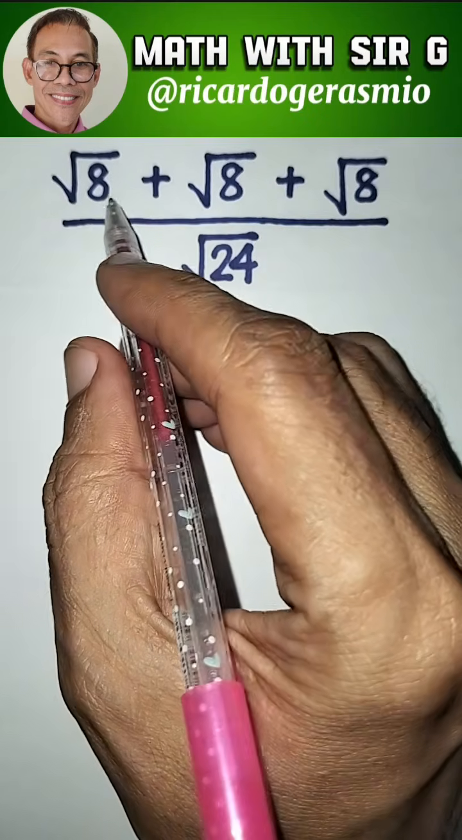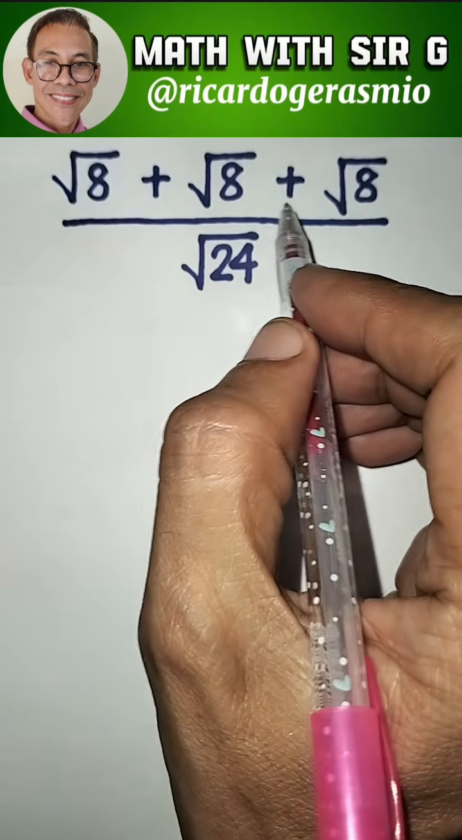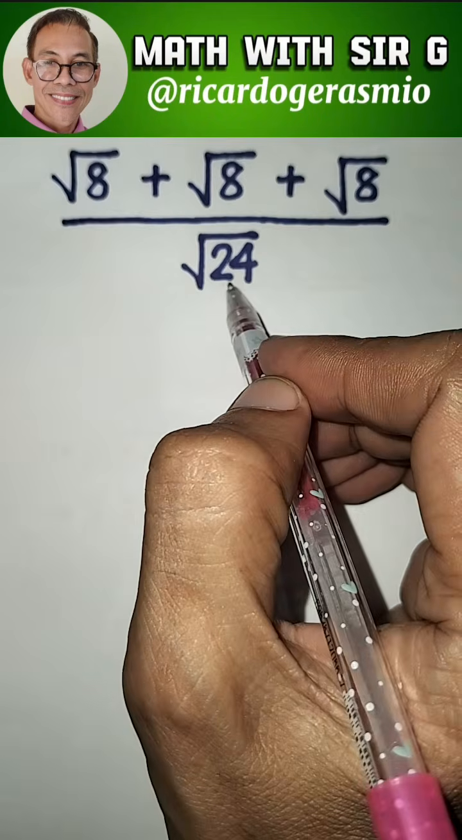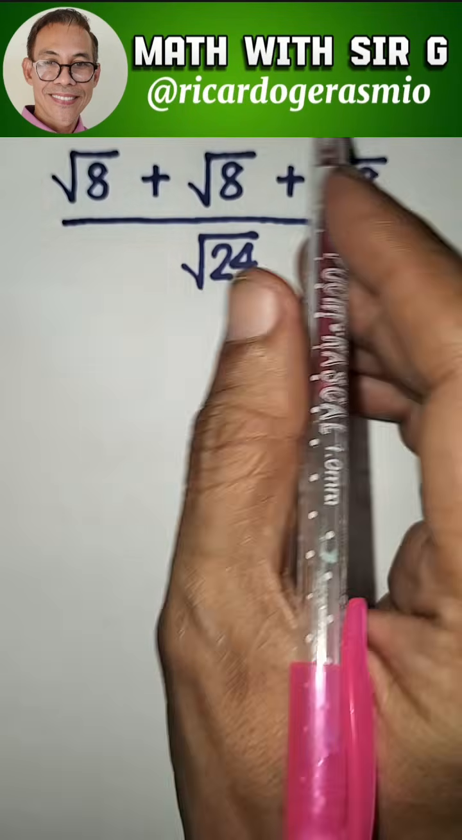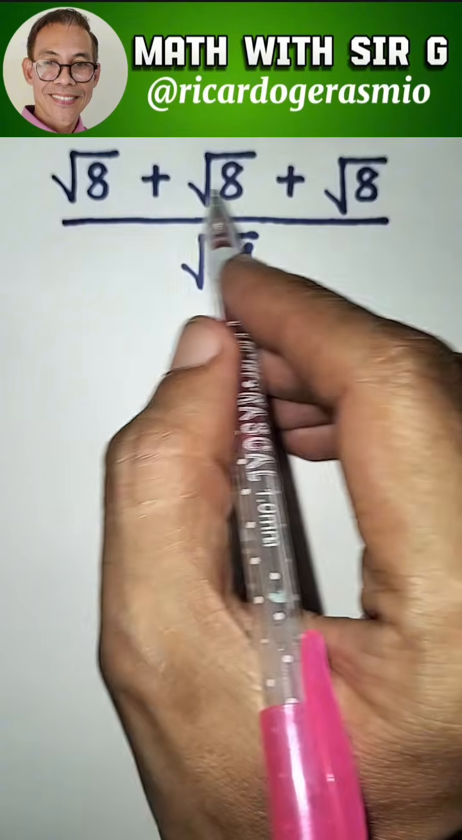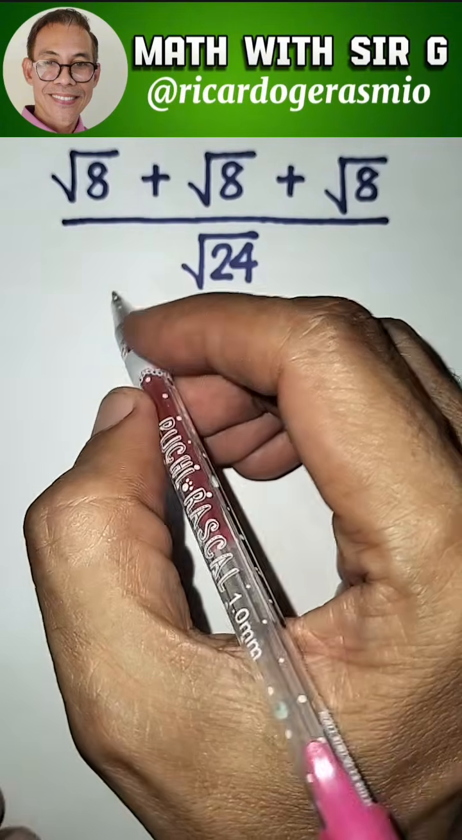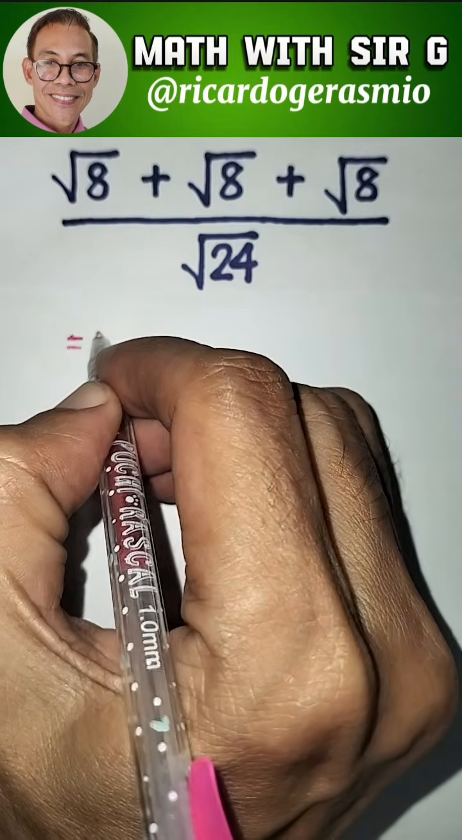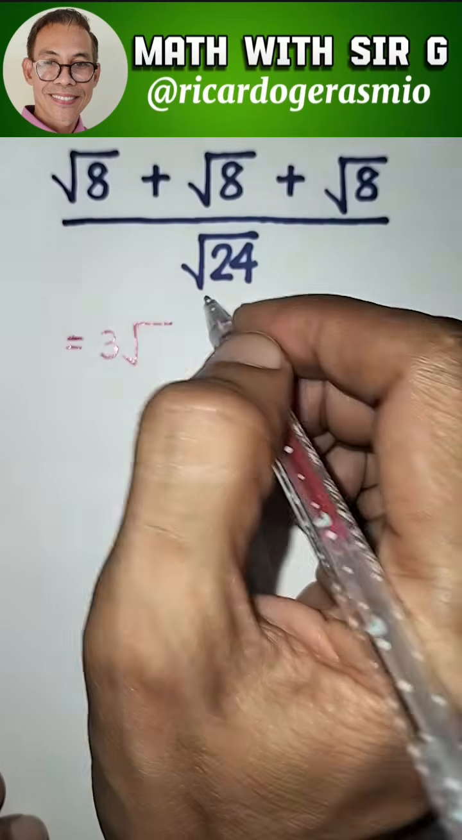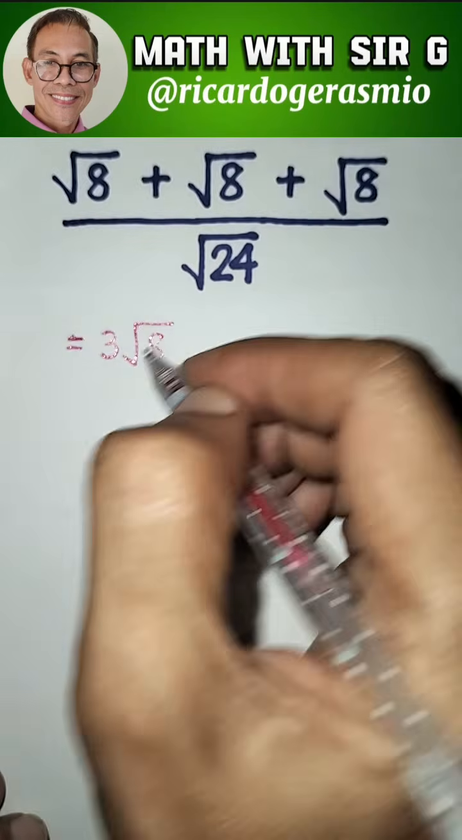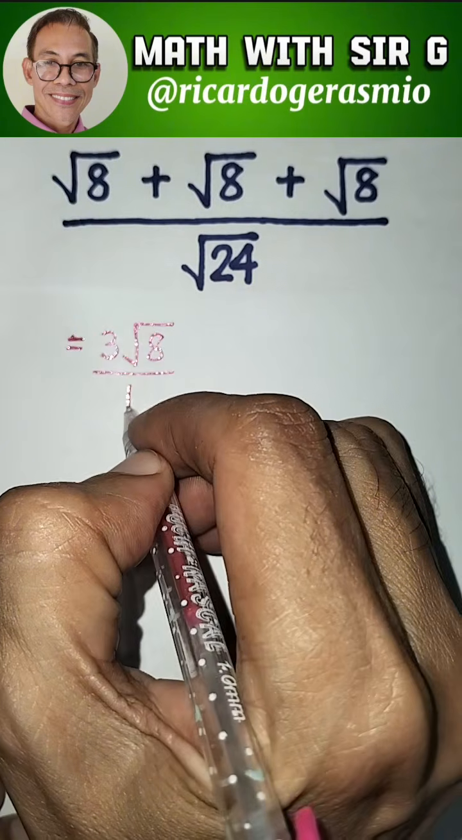Let's simplify this radical expression: square root of 8 plus square root of 8 plus square root of 8, over square root of 24. So first, let's combine the numerators here. Since we have 3 square root of 8s, we will multiply. So it equals 3 square root of 8 over the square root of 24.